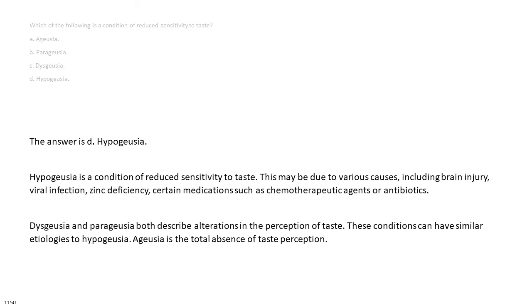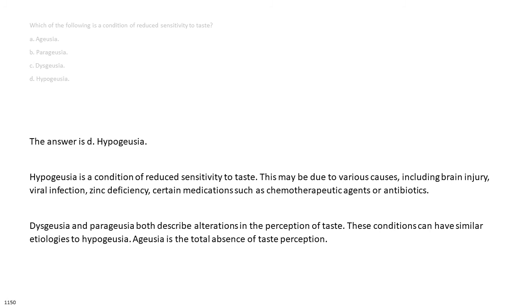The answer is D. Hypogeusia. Hypogeusia is a condition of reduced sensitivity to taste. This may be due to various causes, including brain injury, viral infection, zinc deficiency, certain medications such as chemotherapeutic agents or antibiotics. Dysgeusia and parageusia both describe alterations in the perception of taste.